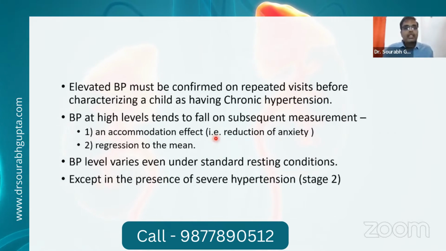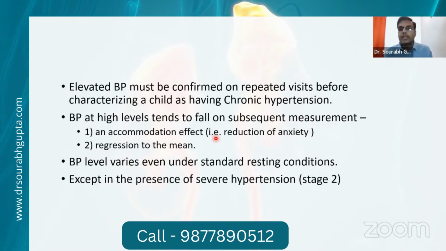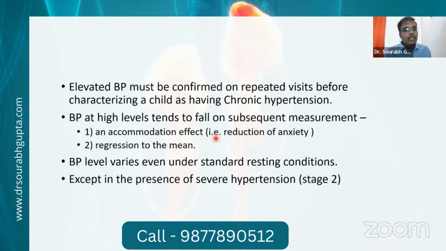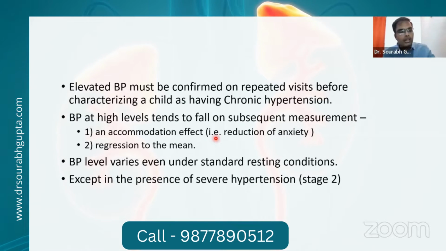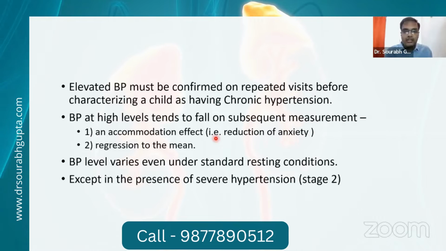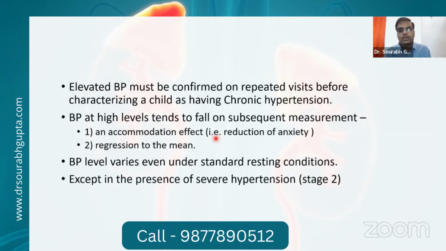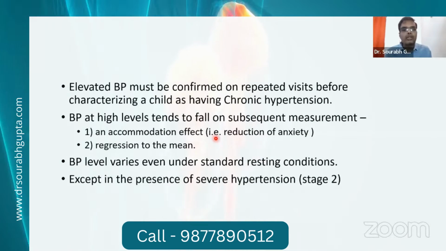I want to re-emphasize this again, that elevated BP must be confirmed on repeated visits before characterizing a child as having chronic hypertension. The word is chronic hypertension. This should not be done if there is severe hypertension, because it might need urgent treatment. But if it is not severe hypertension, then one should do repeated visits to make a diagnosis of chronic hypertension. It is well known that because of the accommodation effect and reduction of anxiety, BP actually tends to fall on subsequent measurement, and with mean blood pressure over time, it will regress to the mean.